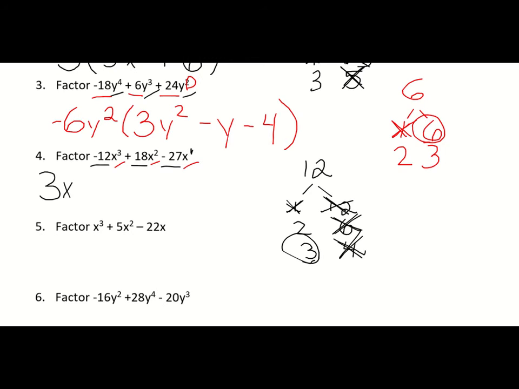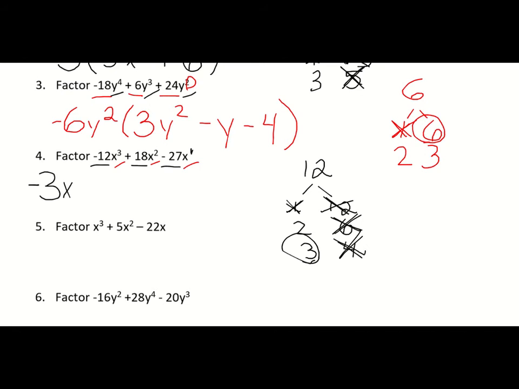Now, remember, if the first term starts with a negative, on the outside, it needs to be a negative that you are factoring. So in this case, this problem started with negative 12. Our GCF needs to be a negative 3x. So whenever the first term's negative, put a negative on the outside. Otherwise, it's positive on the outside.